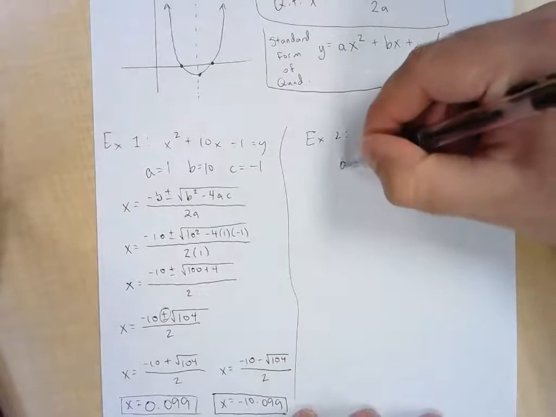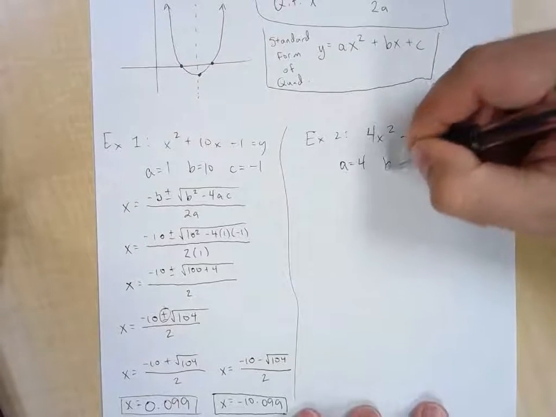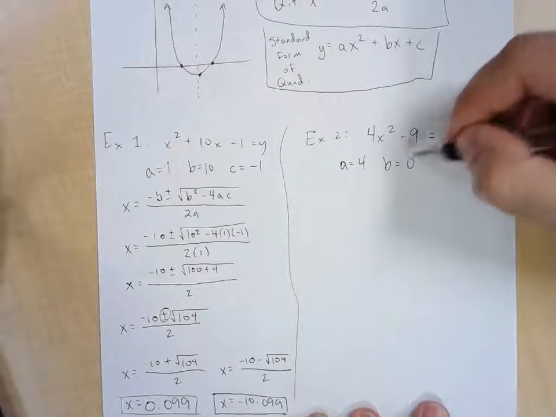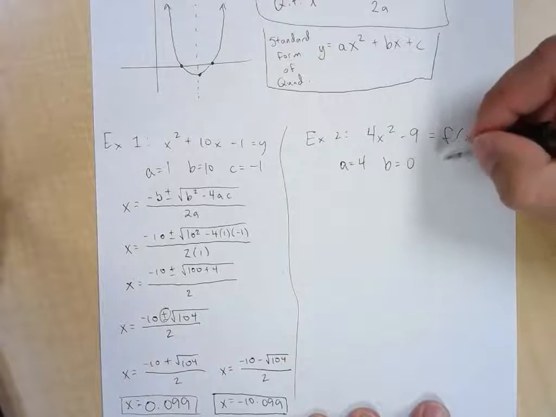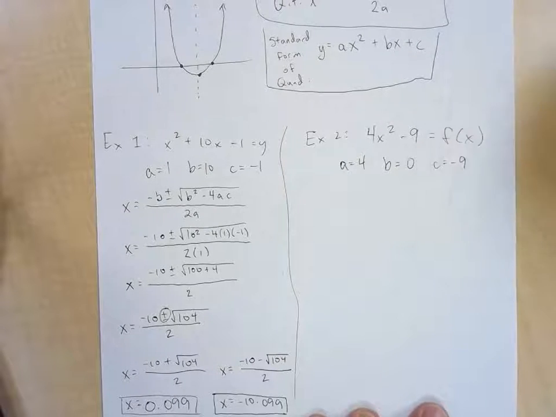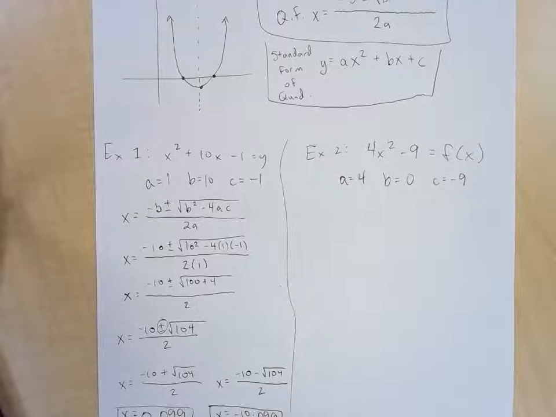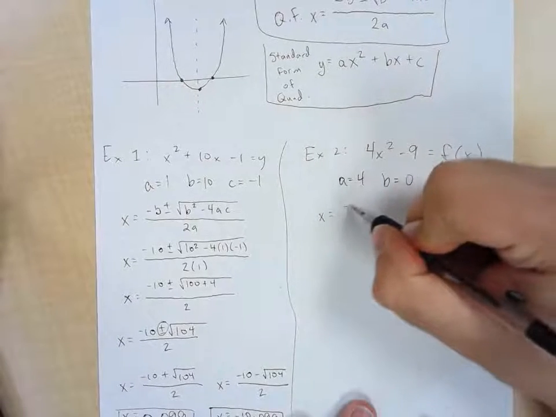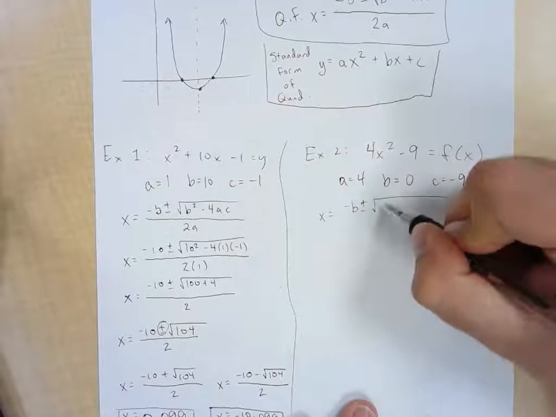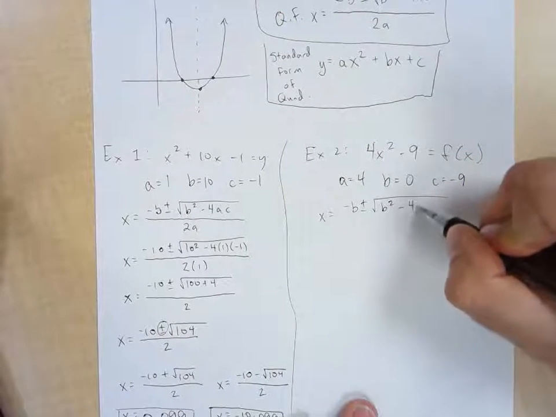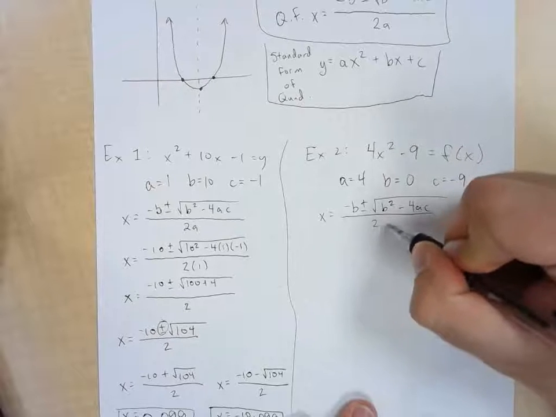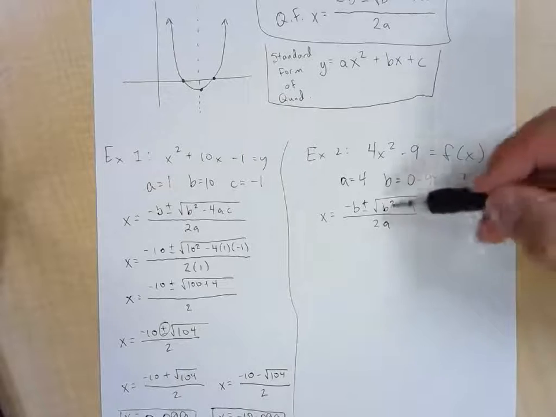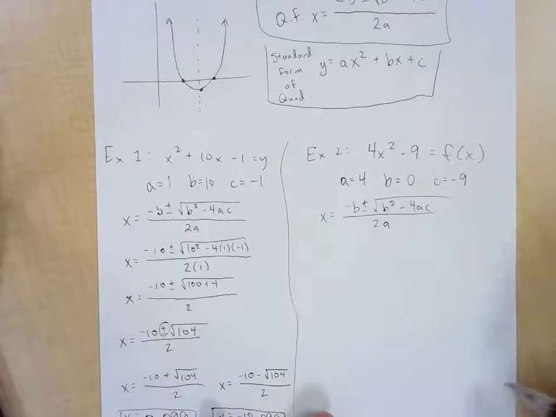All right, so for this problem, A is going to equal 4. B in the middle is an unknown. We don't have it, so we're going to have 0 because there's nothing written next to an x. And C is going to be -9. All right, so x equals, write down the quadratic formula first. If you're going to use it, you got to write it down. Negative b plus or minus square root of b squared minus 4ac, all divided by 2a.